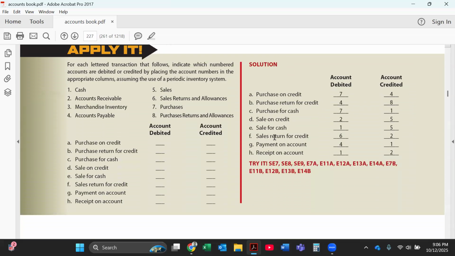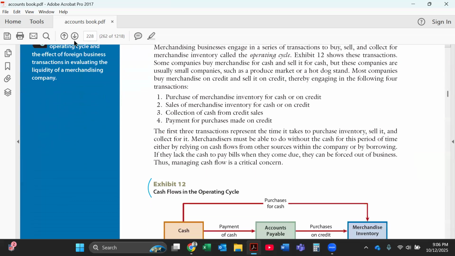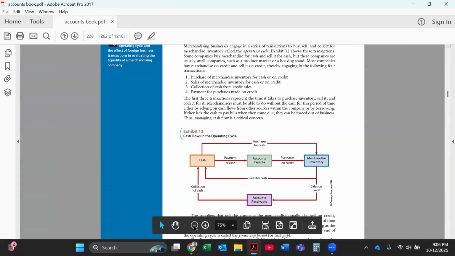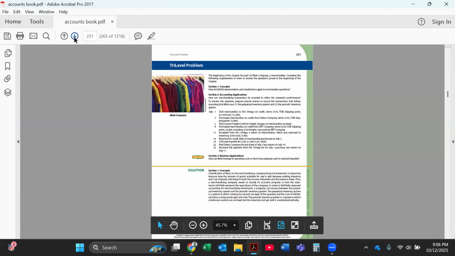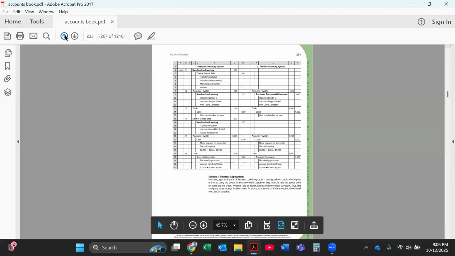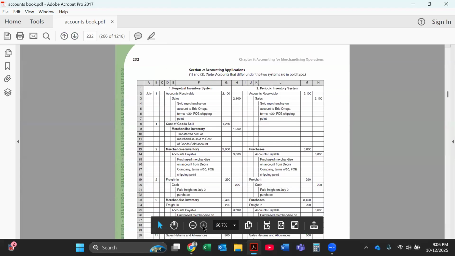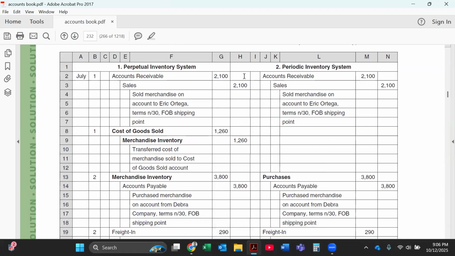What I'm going to do is show an example. I think we looked at this example in class. This one here. So this is an example, and I think there's only one page. No, it's 2 pages. Okay, so this is an example, a side-by-side of different entries underneath both methods. And so this is a sale of merchandise on account to Eric Ortega. When we look at the perpetual method, we have 2 entries.